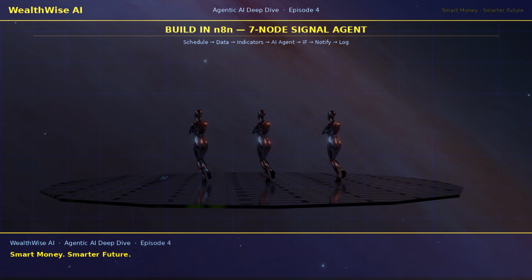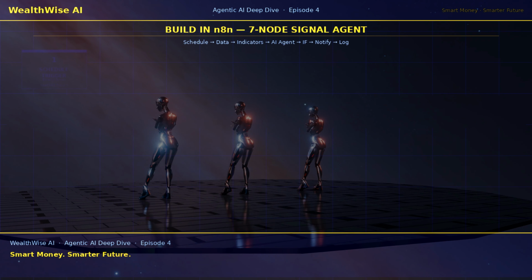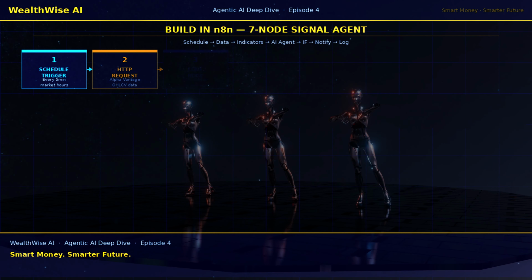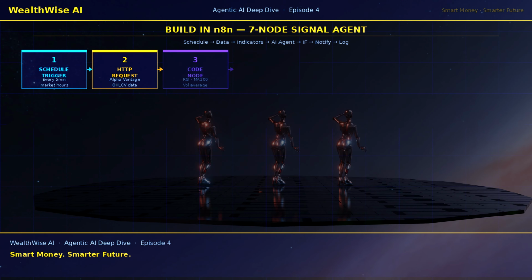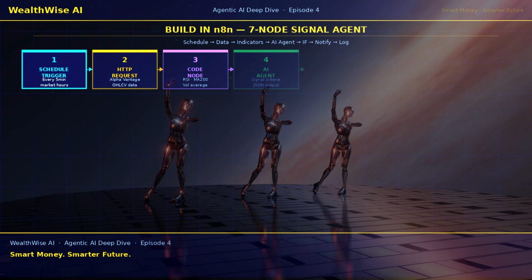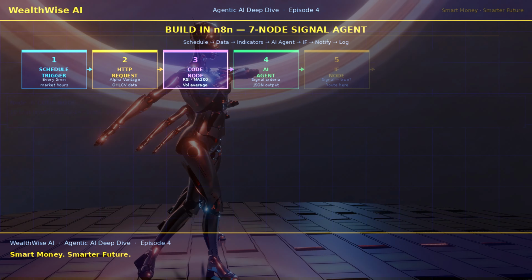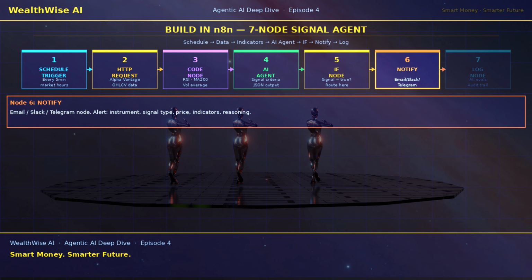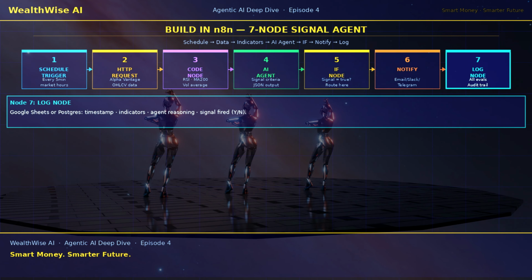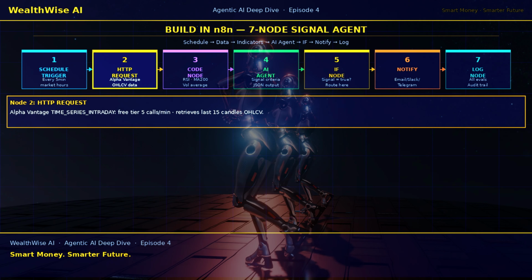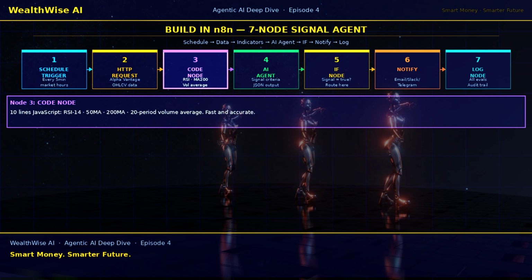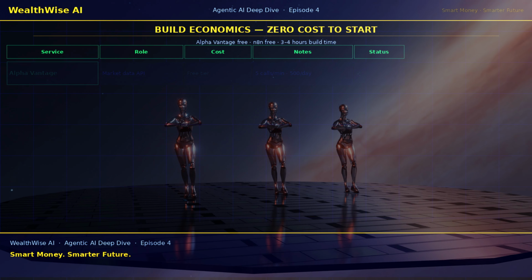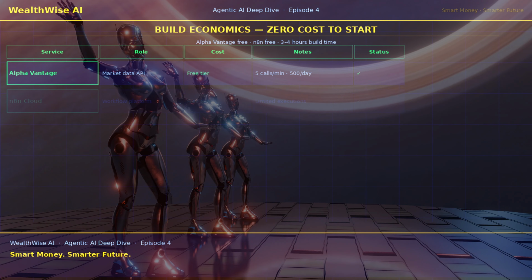The concrete N8N build, 7 nodes, scheduled trigger every 5 minutes during market hours. HTTP request to Alpha Vantage for OHLCV data, code node calculating RSI, moving averages and volume average, AI agent evaluating your signal criteria and returning structured JSON. If node routing on signal presence, notification node sending the alert, log node recording every evaluation, total build time 3 to 4 hours.